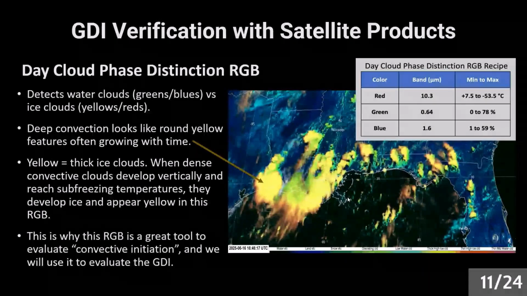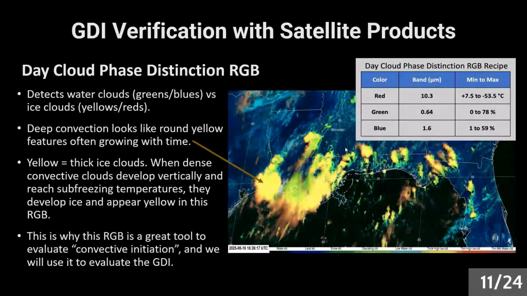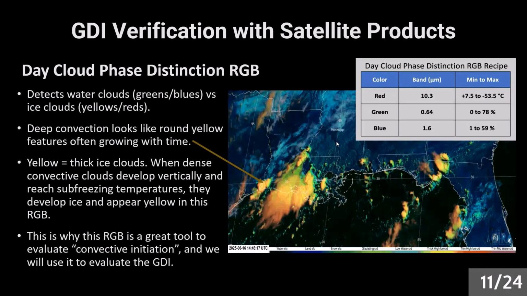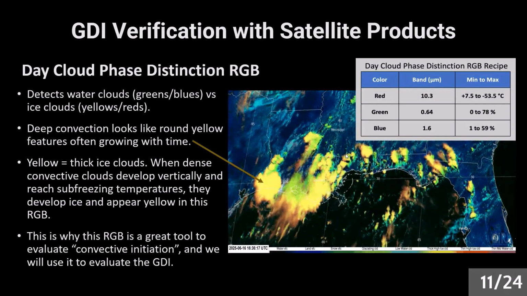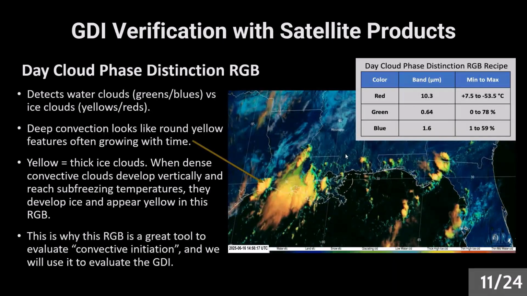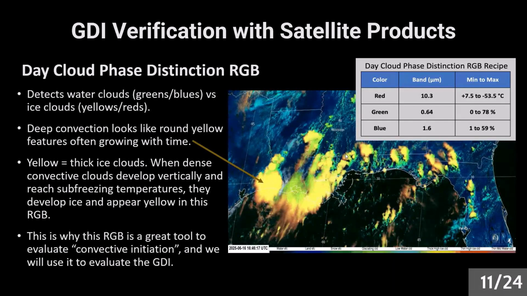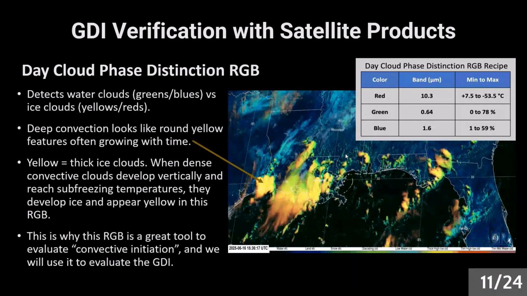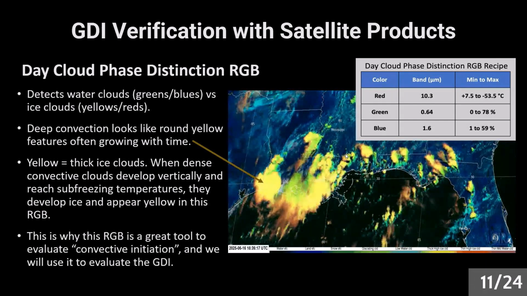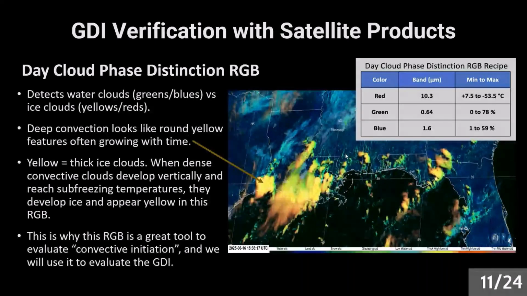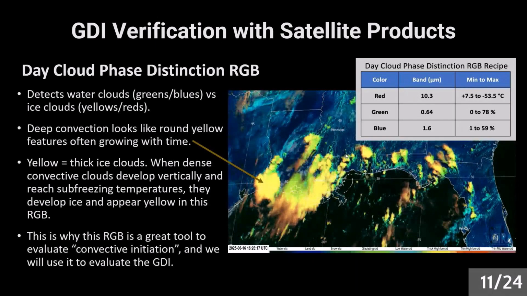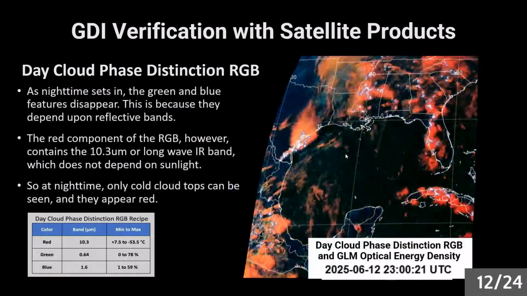So if you look at these little clouds here, you see that they start light blue, they have the little dots green, and then they turn yellow. So basically what is happening is that the atmosphere is losing stability and then convection is starting to form and it's starting to grow vertically. This is what is called convective initiation. So this RGB is great to see convective initiation occurring from the satellite perspective. So we're going to use this RGB to verify the GDI. All right.